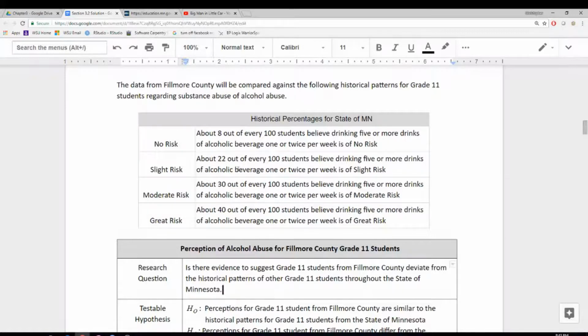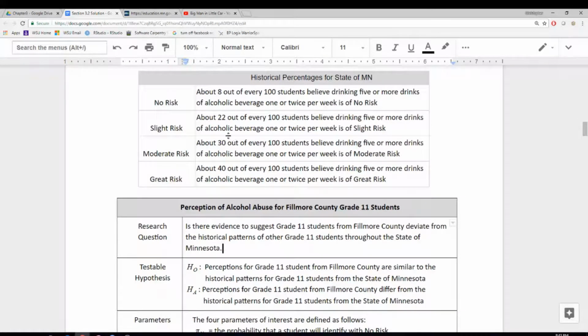For slight risk, that percentage goes up quite a bit. That percentage goes up to 22 out of every 100 students. For moderate risk, that percentage is 30 out of every 100 students. So that would be 30%. And then the great risk category has the largest percentage, which is 40%.